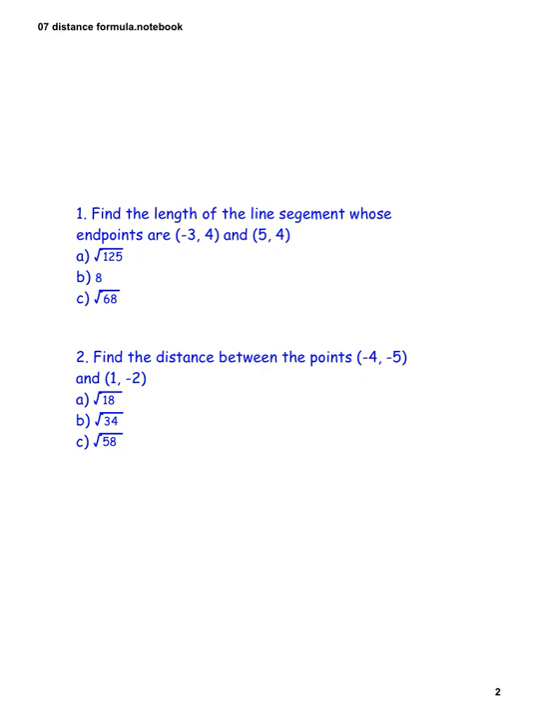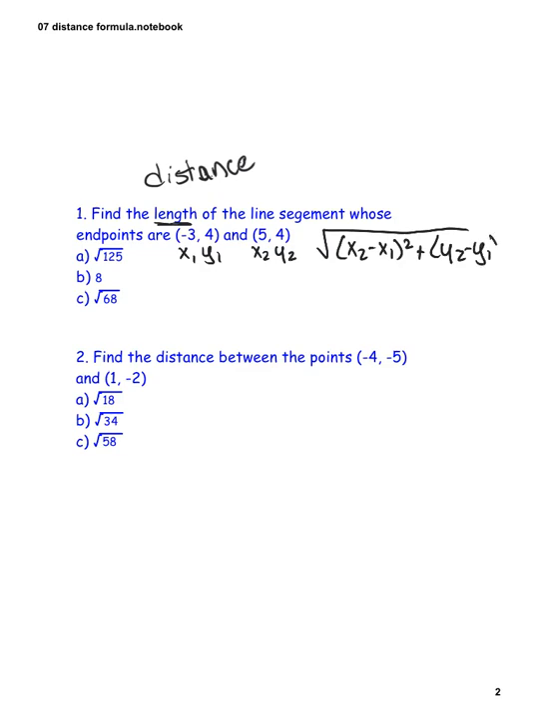So if you see a multiple choice question that says find the length, the first thing we want to think is length means distance. And it says find the length of the line segment whose endpoints are (-3, 4) and (5, 4). I would recommend that you label these x1, y1, x2, y2. Then we want to write down the distance formula, which is the square root of (x2 minus x1) squared plus (y2 minus y1) squared.